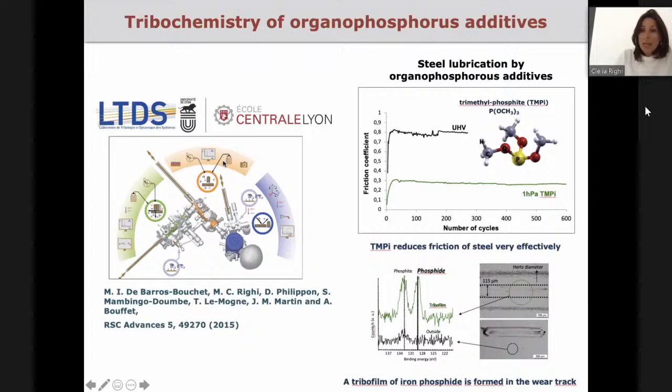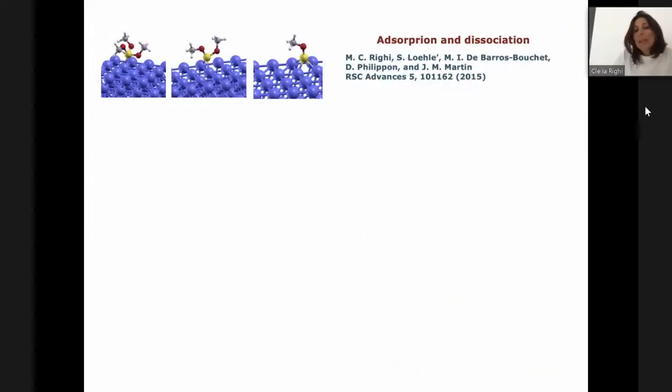They had measurements performed by gas-phase lubrication experiments that showed that an effective reduction of the steel-on-steel friction coefficient could be achieved by including trimethylphosphite in the chamber. And the in situ spectroscopy analysis revealed that a tribofilm composed just of iron and phosphorus reduced friction. This problem, from the computational point of view, we approached with an analysis based on different stages.